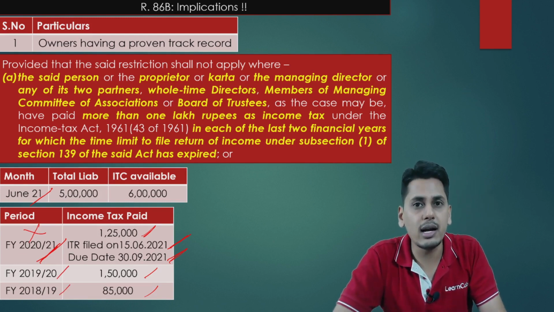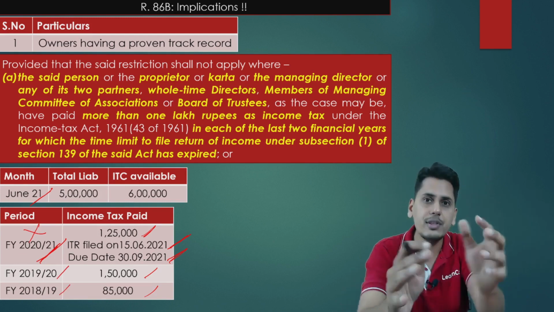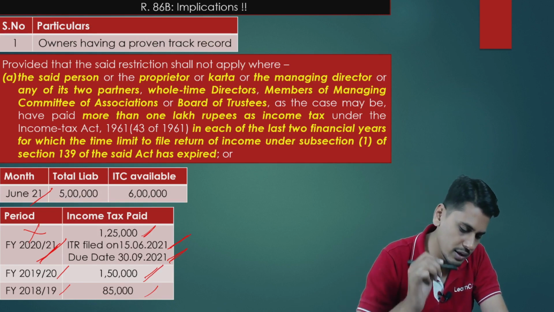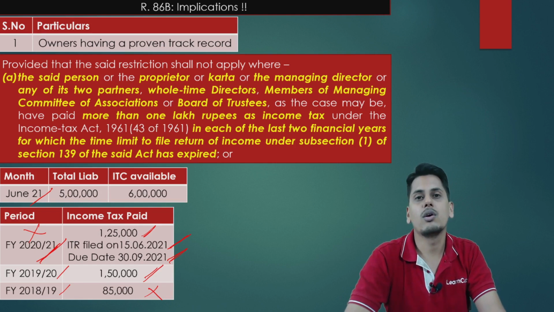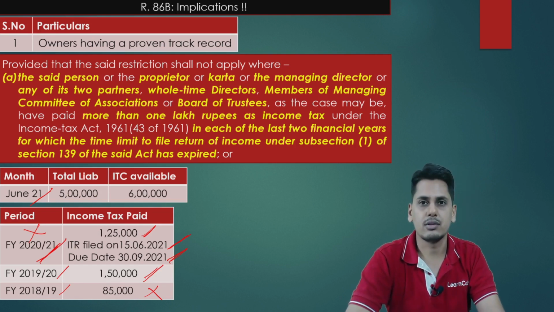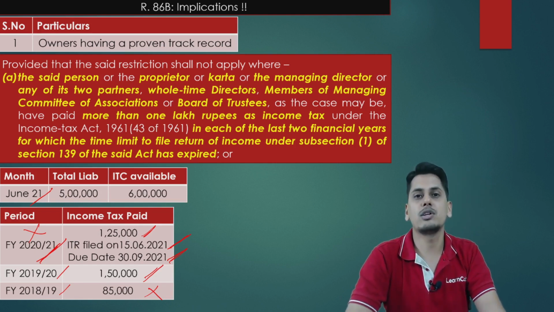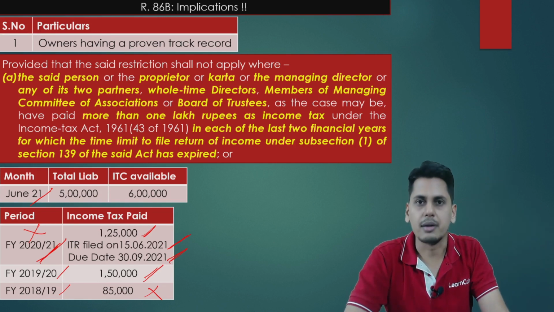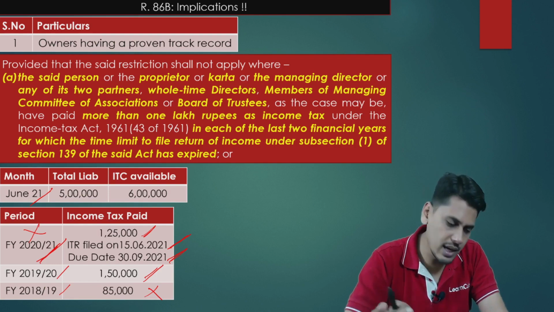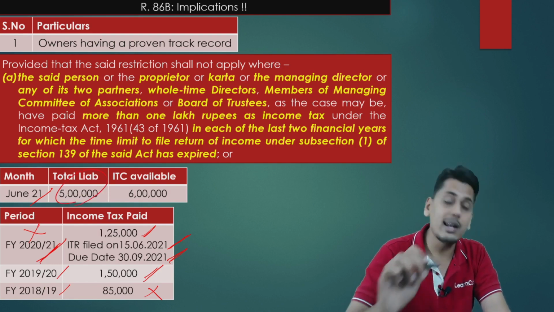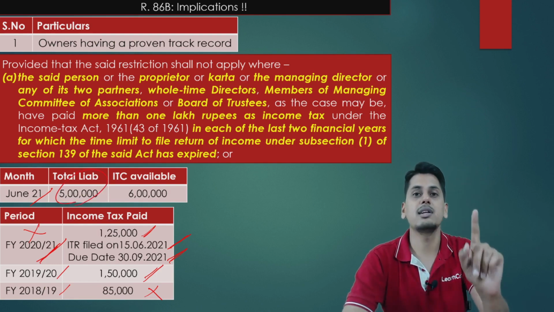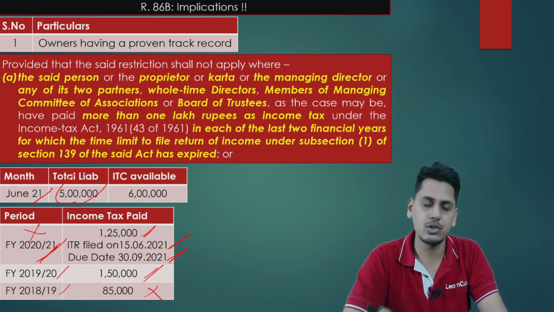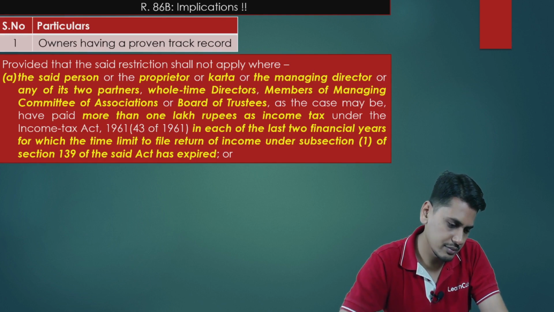And has he paid an income tax exceeding 1 lakh rupees in each of these two financial years? The answer is no. He has paid 150 over here. Here it is below 1 lakh, it is 85,000. So friends, for the tax period June 2021, sadly 86B is applicable for him. In this case, total liability 5 lakhs, at least 5,000 he has to pay from his cash ledger.